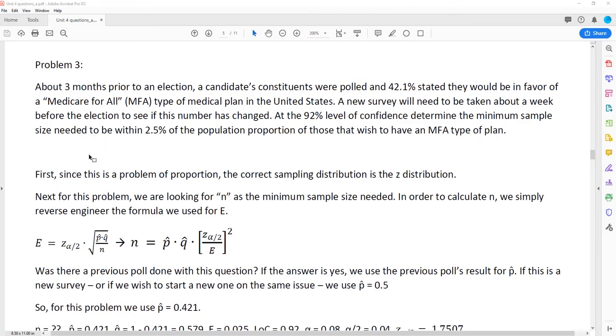This is a problem of proportion. So the correct sampling distribution, just like all the others, is the Z distribution, or the standard normal distribution. And since we're looking for N, but I only gave you the formula for E, we reverse engineer it. So if E equals Z sub alpha over 2 times the square root of P hat Q hat over N, and I'm not going to take you through all the algebra, but basically that means N equals P hat times Q hat times the quantity Z sub alpha over 2 over E, squared.